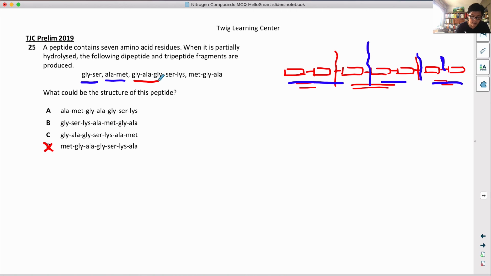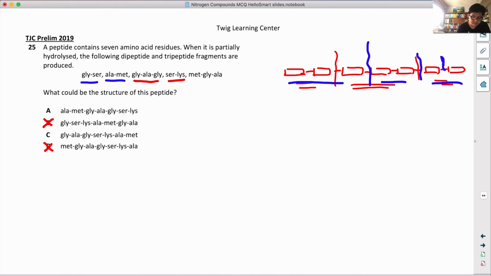Gly-Ala-Gly. I don't see it in option B. I see it in option C, and I can see it over here also. So B I will cancel out already, which means left A and C. Let's see whether you have Lys. Let's see whether you can see Ser-Lys. I see it here, here, here. Actually, I don't have to look at B and D already, so I'm just going to look at A and C.